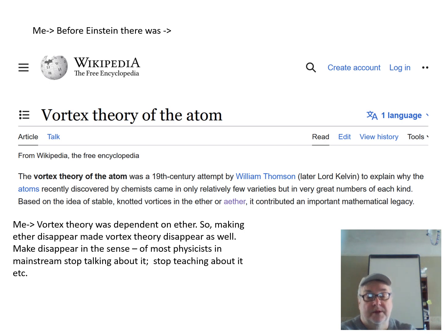And that's what Einstein does. He magically made the ether disappear, and he magically made the vortex theory disappear. People taking his word as authority about the ether then start ignoring what the physics was around in the day of Einstein. And that's the end. Thank you.